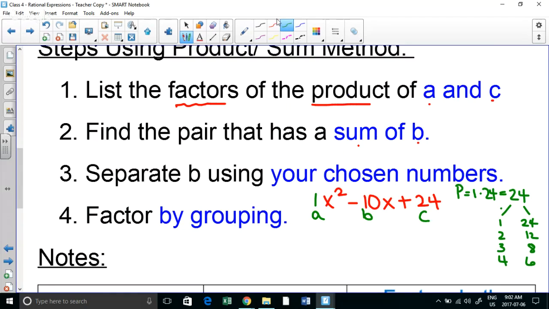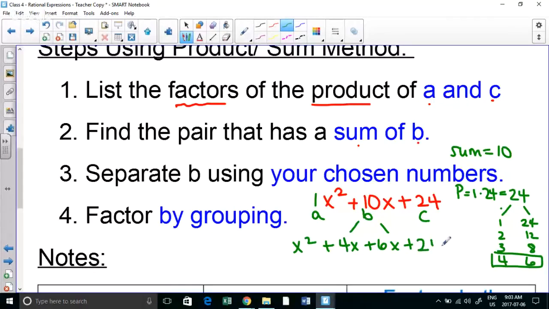I'm just going to change this to a plus just for the purposes of this example. And basically now, I'm finding the pair that has a sum. My sum is 10. Which factors have a sum of 10? Well, 4 and 6 do. That means that 10 is going to be broken into 4x and 6x. So I don't want to break 10 into 2 and 8 or 1 and 9. I want to break it into 4 and 6. I have 4 terms. Now I factor by grouping.